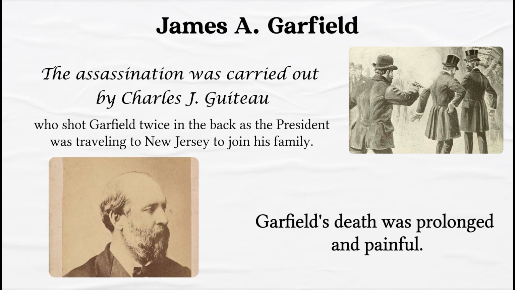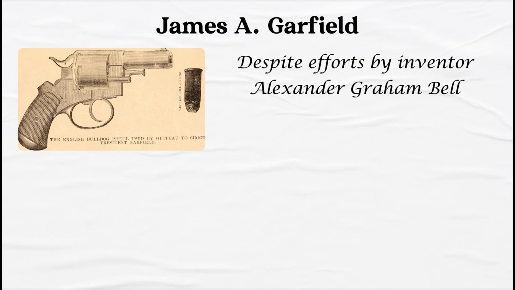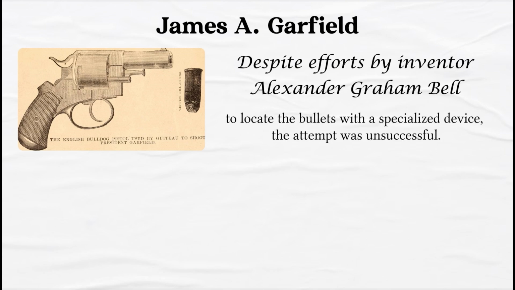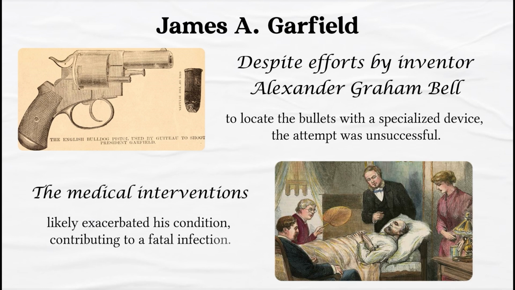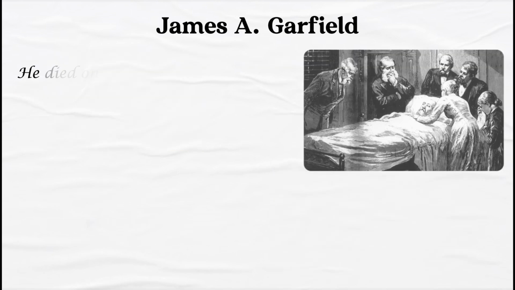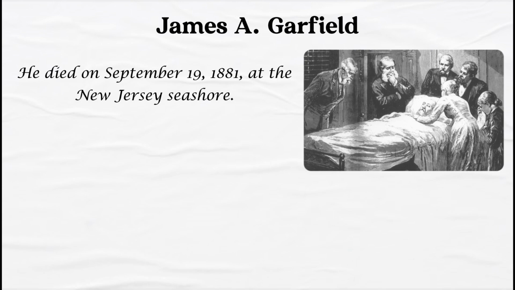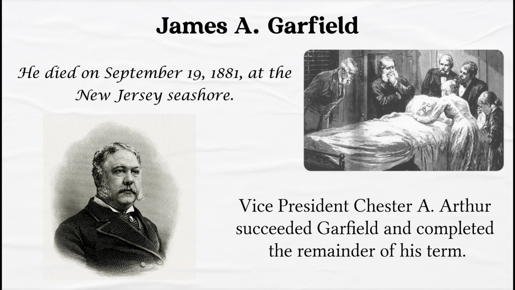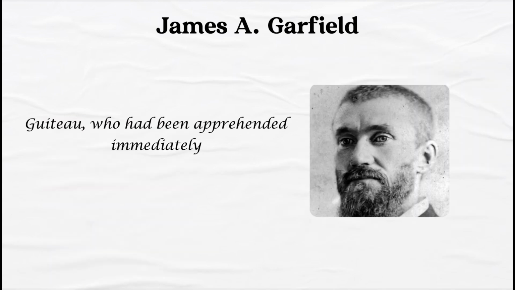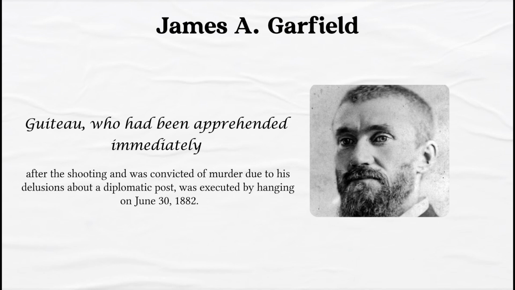Garfield's death was prolonged and painful. Despite efforts by inventor Alexander Graham Bell to locate the bullets with a specialized device, the attempt was unsuccessful. The medical interventions likely exacerbated his condition, contributing to a fatal infection. He died on September 19, 1881, at the New Jersey seashore. Vice President Chester Alan Arthur succeeded Garfield and completed the remainder of his term. Guiteau, who had been apprehended immediately after the shooting and was convicted of murder due to his delusions about a diplomatic post, was executed by hanging on June 30, 1882.